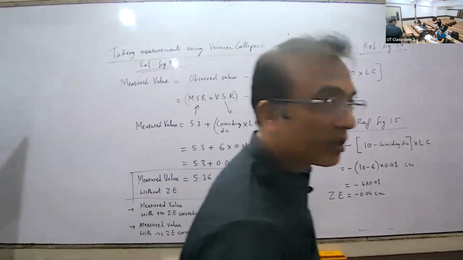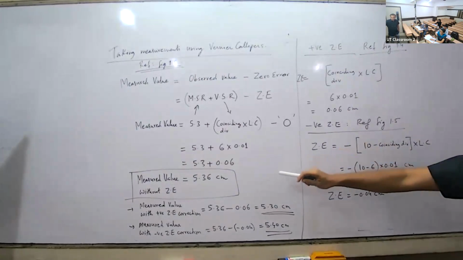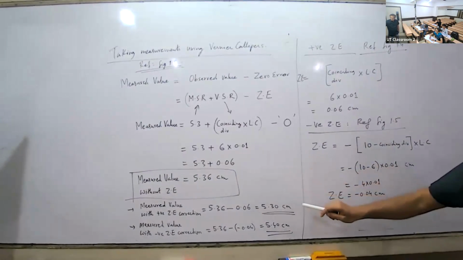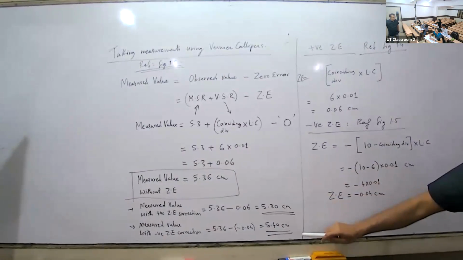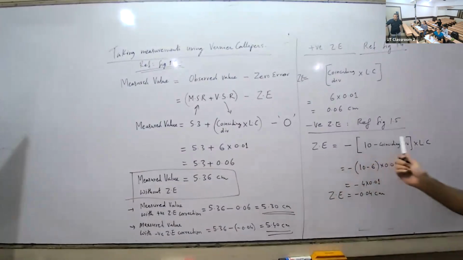I hope with this example you have thoroughly understood how to take a reading when there is no zero error, when there is positive zero error, and when there is negative zero error. Okay. So if you have understood the vernier caliper, the screw gauge is even simpler. Same logic for the screw gauge.